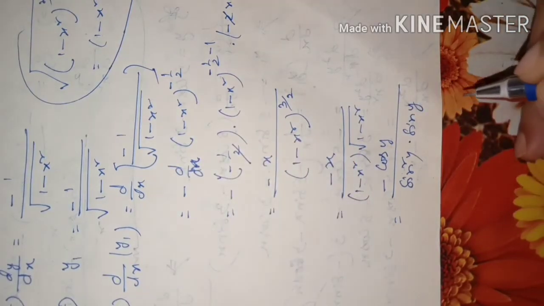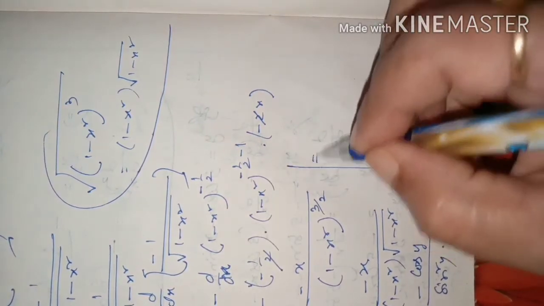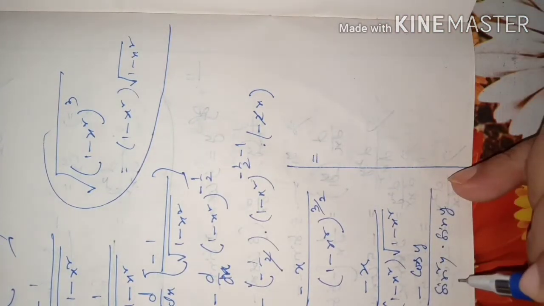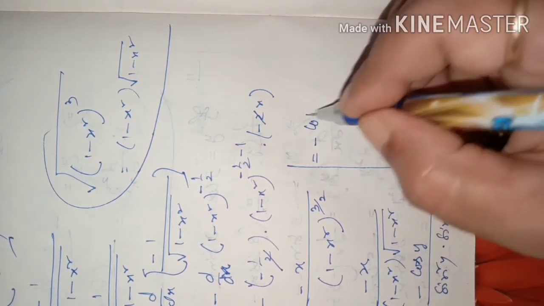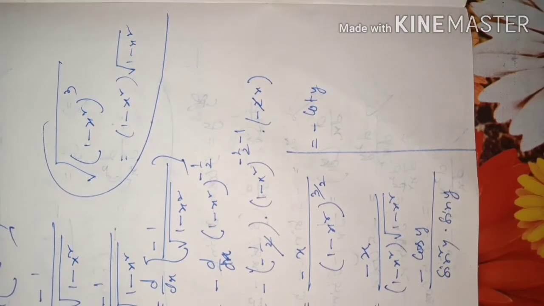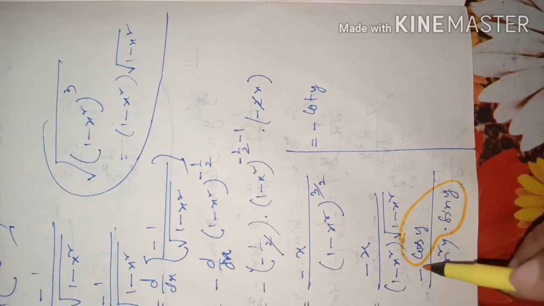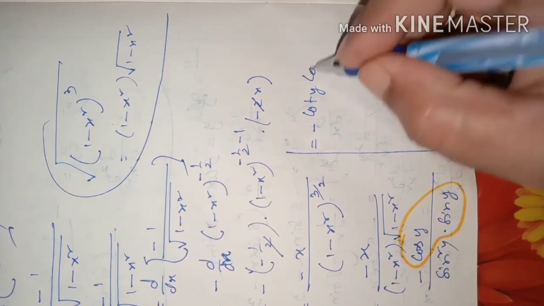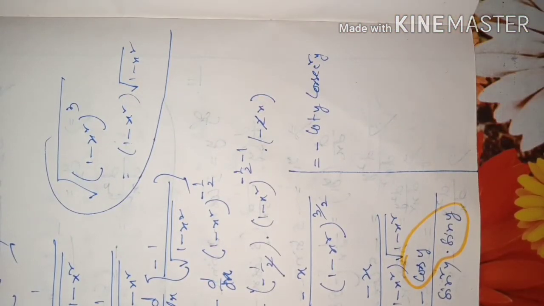Okay, so if we simplify this whole thing now, it will be like this: cos y by sin y is cot y, so it will be minus cot y. Just think like this: cos y by sin y is cot y, and 1 by sin square y is cosec square y. Cosec square y. So this is our final answer.